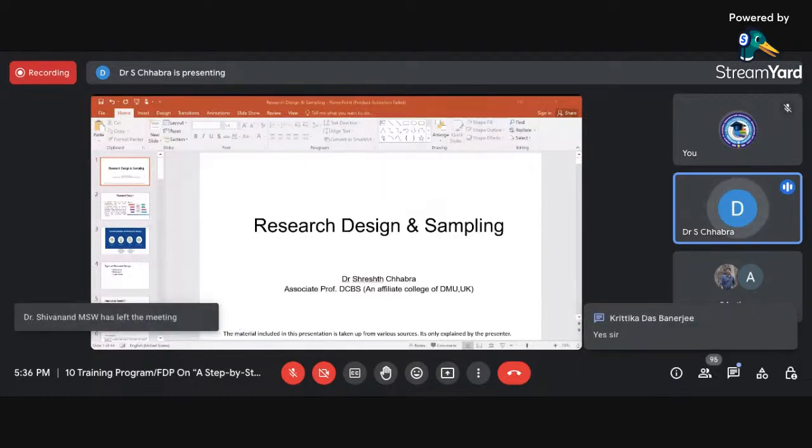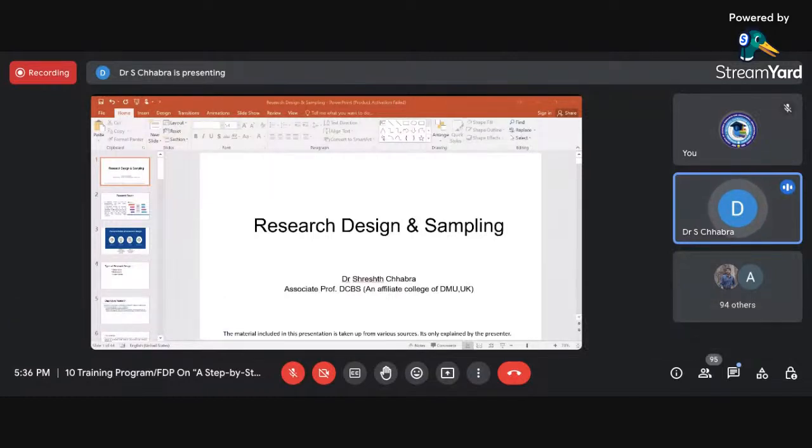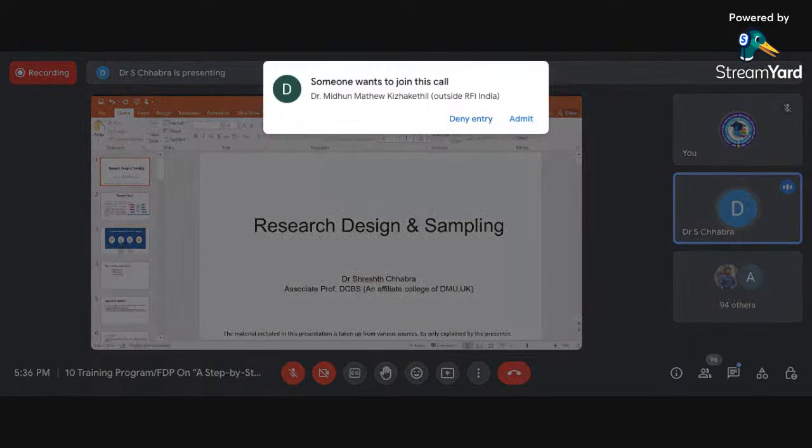Okay, so I would be talking about two different ideas to you: the research design in the first one and sampling in the second one. The topic of this entire 10-day program is to give you an idea, or just to brush up your idea if you already have one. I would be largely sharing it from my perspective, as to what you can do with the research design of a research paper.